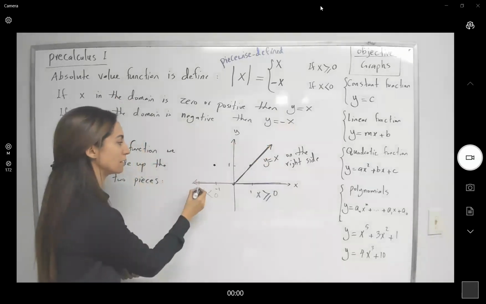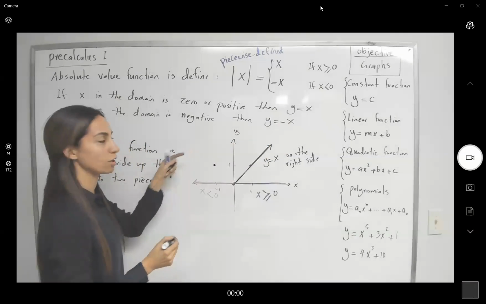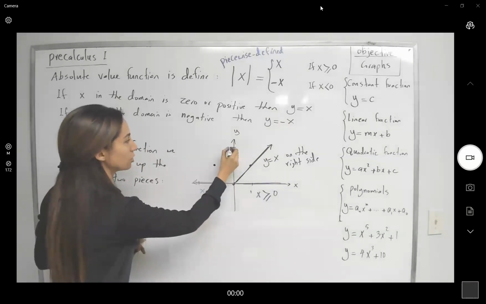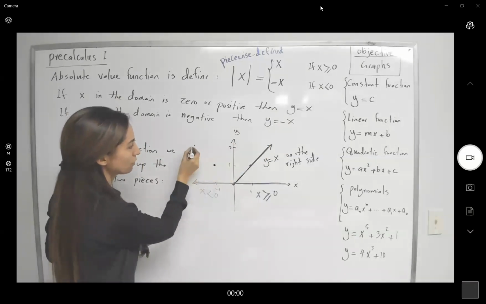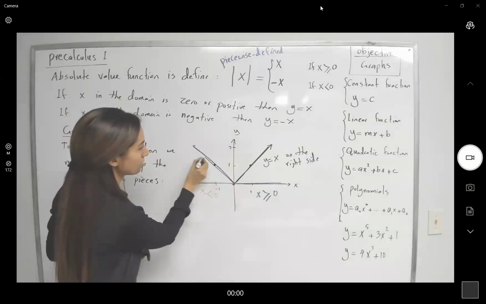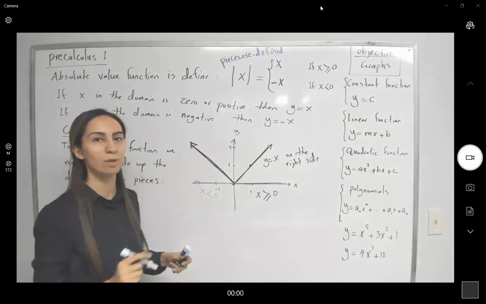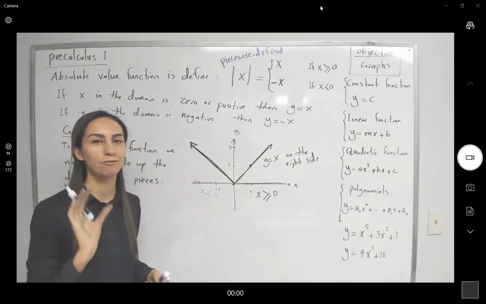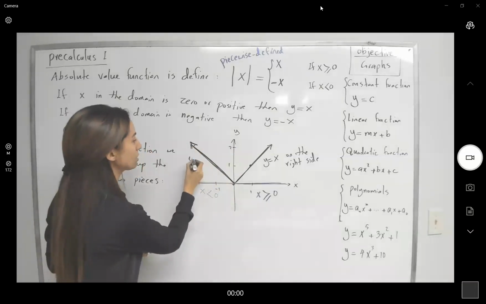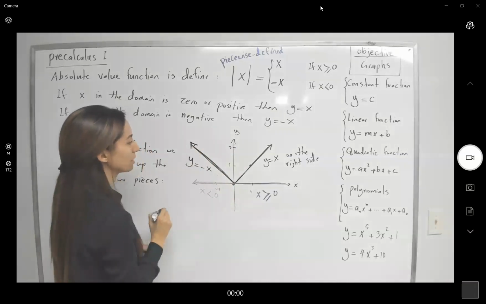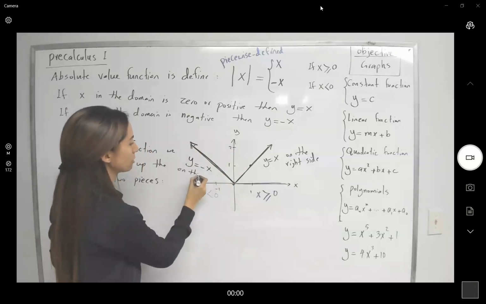If my x is negative 2, my y is positive 2. And continue. So if you connect these points, you get the second piece of your graph, which is the V-shape, absolute value V-shape. So this part is y equals minus x on the left.